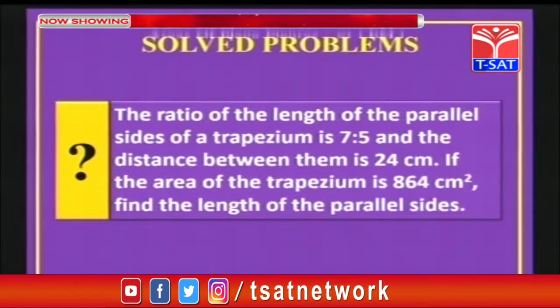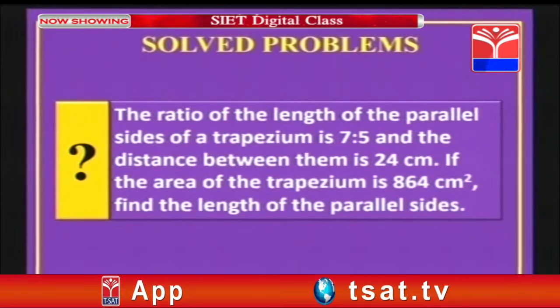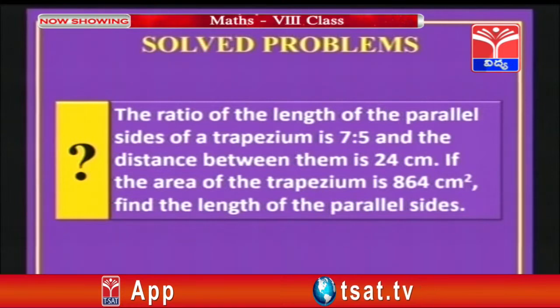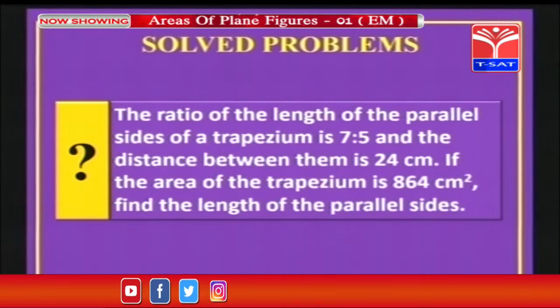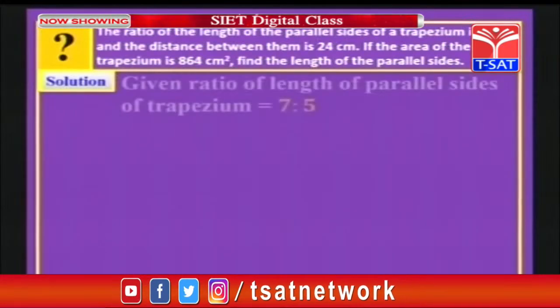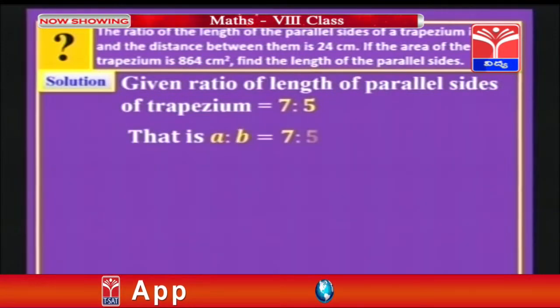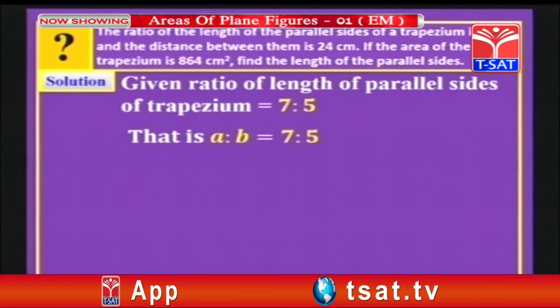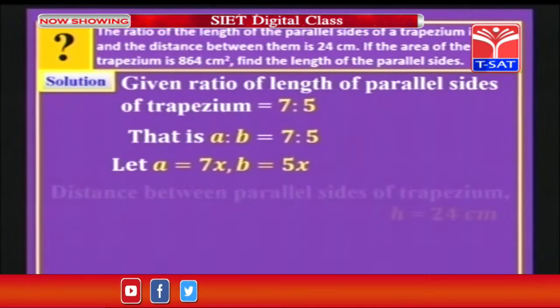The ratio of the lengths of the parallel sides of a trapezium is 7:5 and the distance between them is 24 centimeters. If the area of the trapezium is 864 centimeters square, find the length of the parallel sides. Let us start with the solution. So given, what is the ratio of parallel sides, children? 7:5. That is a is to b. I am assuming it as 7:5. So let us take a as 7x and b as 5x.